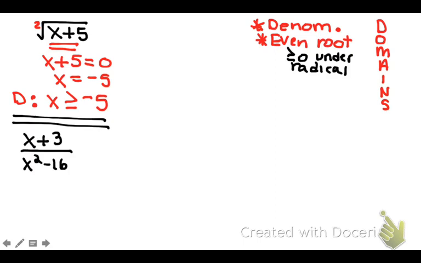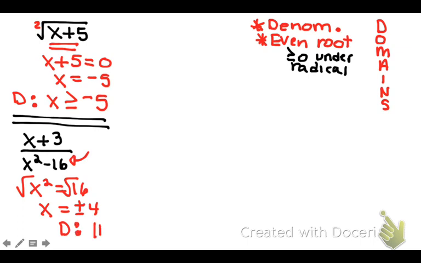Our next example has a denominator, and we know the denominator cannot be equal to 0. So if we solve for x squared minus 16, it would be x squared equals 16. We add 16 to both sides, take the square root of both sides, so x equals plus or minus 4. So in this instance, our domain is going to be all real numbers except it can't be a positive or a negative 4. Those two values would make the denominator equal to 0.